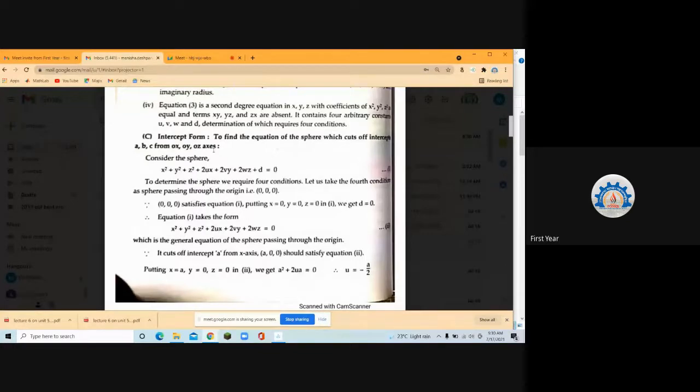So if in the question they mention the sphere is passing through the origin and intercepting the x-axis, y-axis and z-axis.